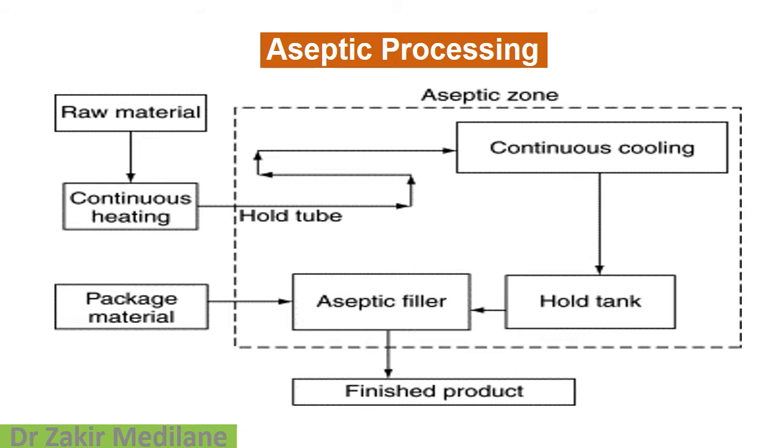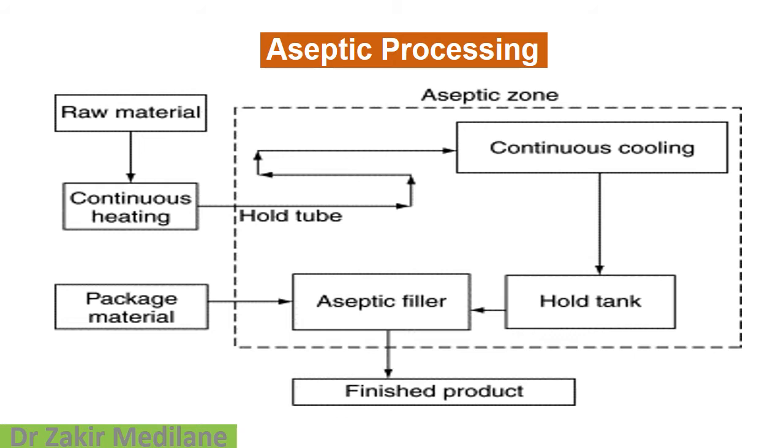One is the raw material, that is the equipment glassware. We have to go for continuous heating. It is kept in a tube hold and continuous cooling. After heating, it has to go for cooling. Once after cooling, then it has to pass to the hold tank. From the hold tank, to the aseptic fillers. Then from the aseptic fillers, finally it goes to the collected material. The finished product has to be submitted.